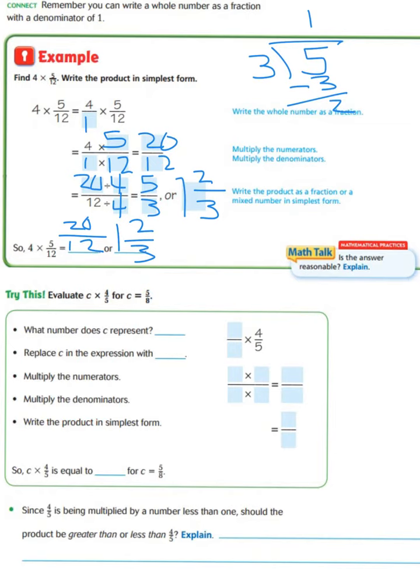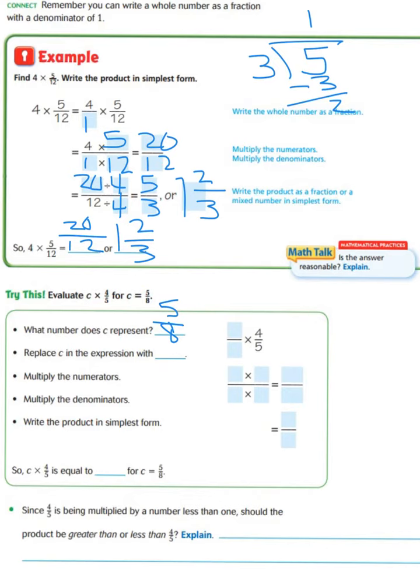Now we're going to try throwing a little bit of algebra in on this. So let's take a look at our try this section. It says to evaluate C times 4/5 for C equals 5/8. The very first question is, what number does C represent? Well, it tells us right here, C equals 5/8. So C represents 5/8.